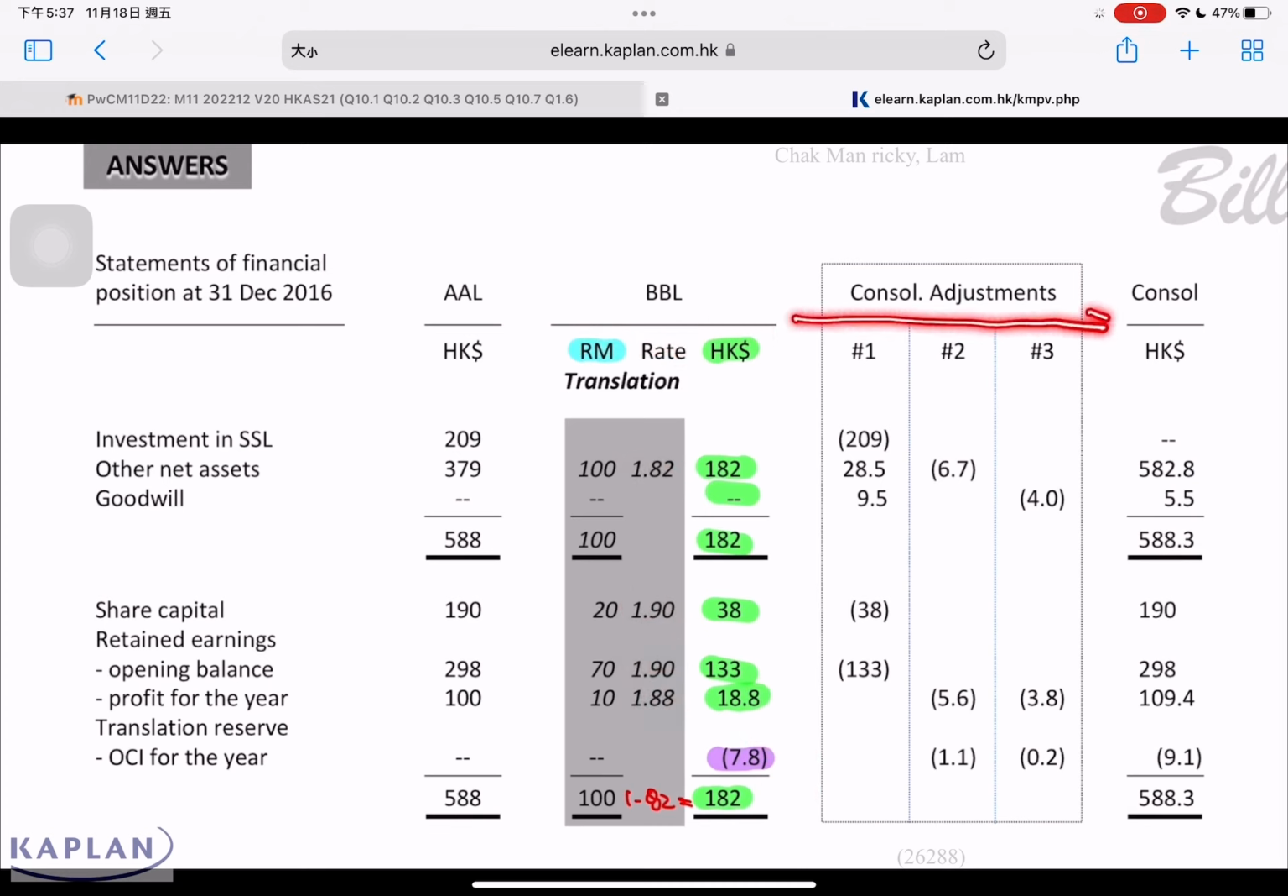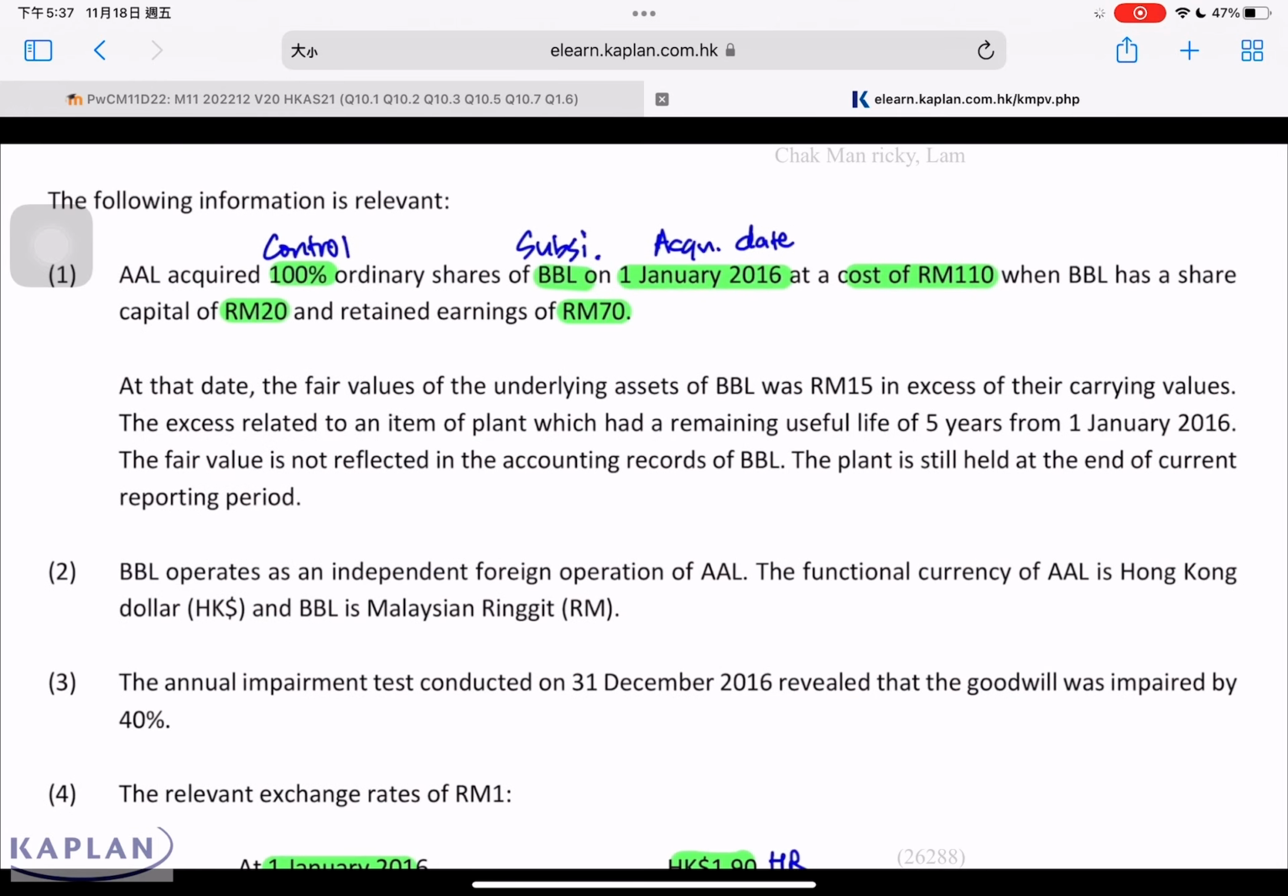When we do the consolidation adjustment, the first adjustment is always for us to calculate goodwill as at the pre-acquisition date. We look at this now. On the day when the parent obtained control, the share capital is equal to 20, the retained earnings is equal to 70, added up is equal to the carrying value of net assets, representing ringgit 90. And the question mentioned at the date of acquisition, the fair value of underlying assets was 15 ringgit more than the carrying amount. 15 ringgit more, adjust up.